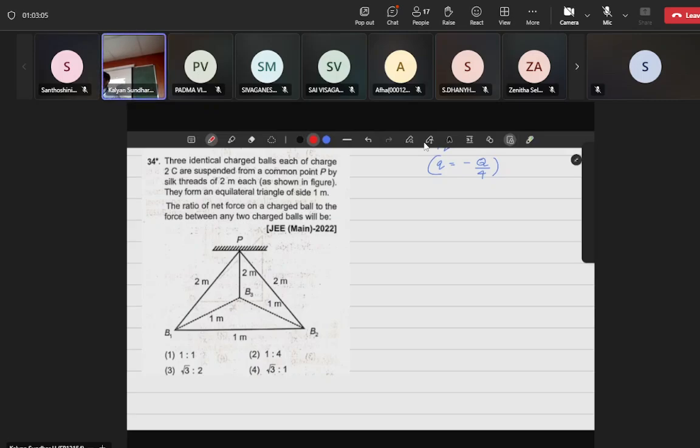எத்தனை சார்ஜ் இருக்கீங்க? 3 சார்ஜ் இருக்கு, right? So 2c and 2c. ரெண்டு பேருமே ஸ்ட்ரிங் length between, and they form an equilateral triangle of side 1 meter. Right? You have to find out the ratio between the total net force, the net force of all three divided by the force between any two charges. So how do you calculate?